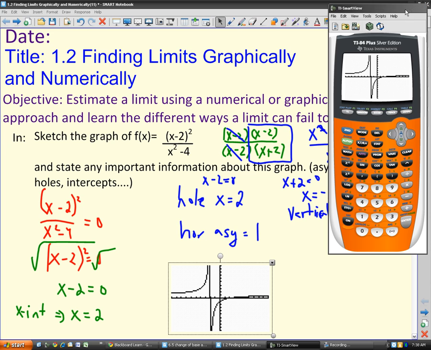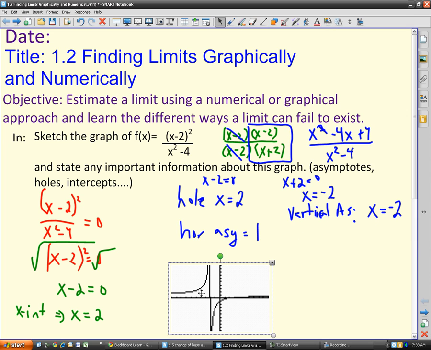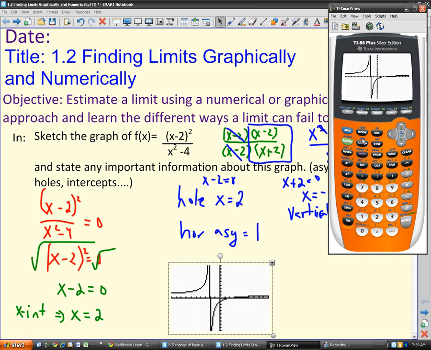You can see there's a horizontal asymptote at 1. The graph is getting close to 1 as it goes out on the ends. It has a vertical asymptote at negative 2 over here. That's what this vertical line is. And you can see my only x-intercept is x equals 2. But if I look at my table on my graph, let's set my table to start at 0 and count by ones.